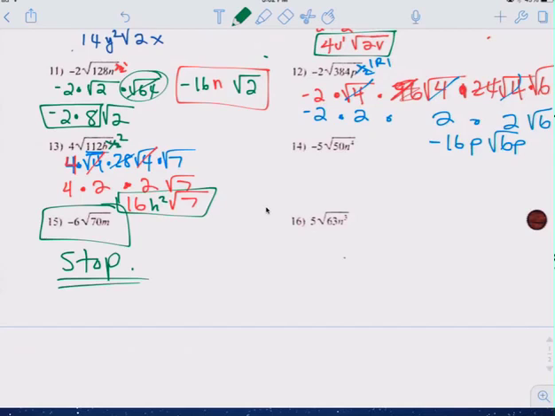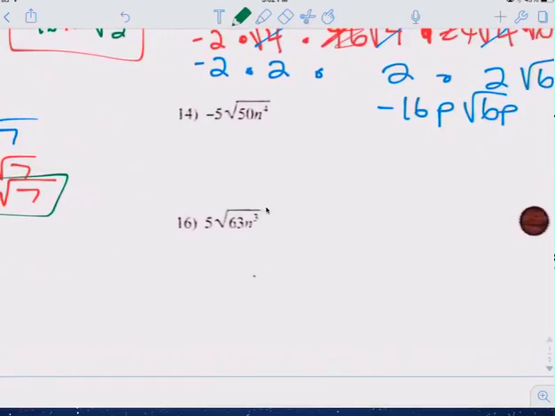Number 16, I'll let you finish the rest.